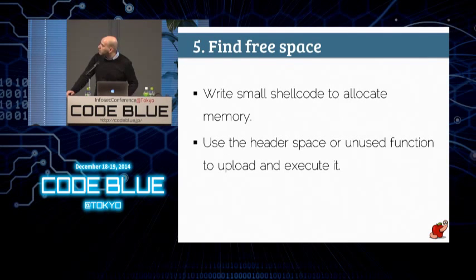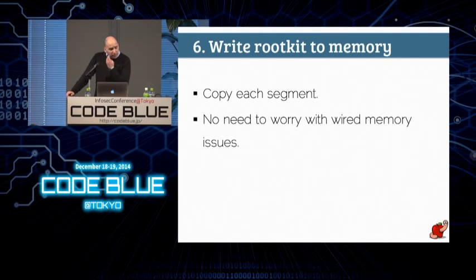Another solution is to write a small shellcode. You allocate memory. You find where you allocated that memory, and then you can upload the rootkit to that new area. Write the rootkit to memory, just copy the same. It's the same thing as on the first technique. It just changes the way you write to kernel memory.